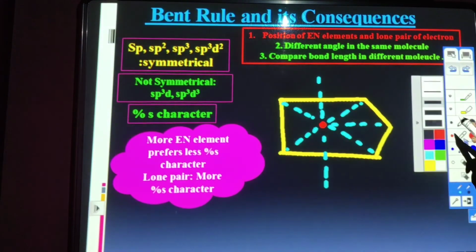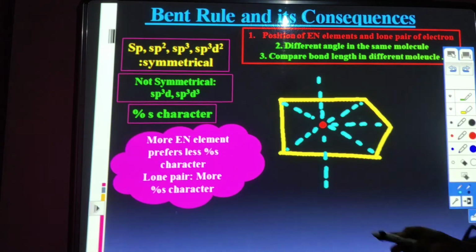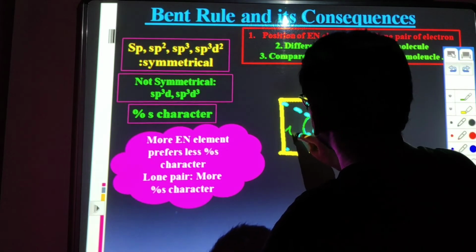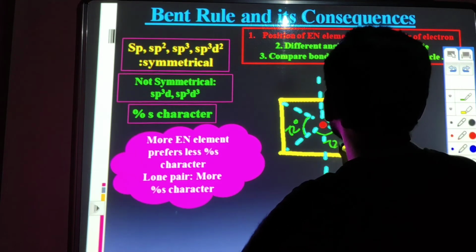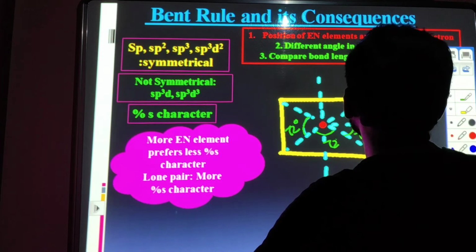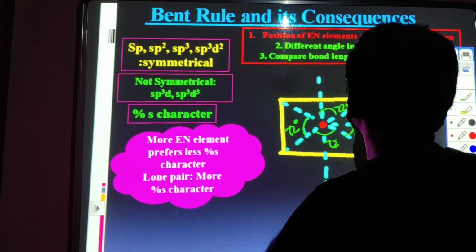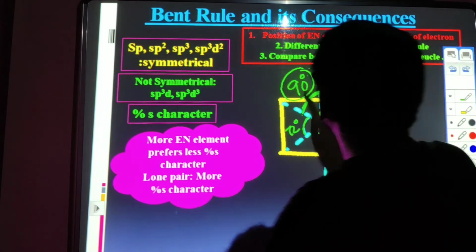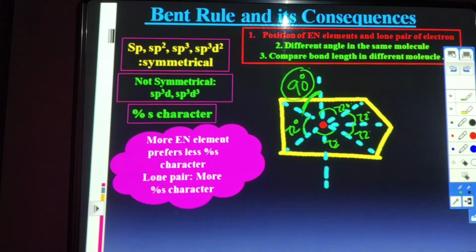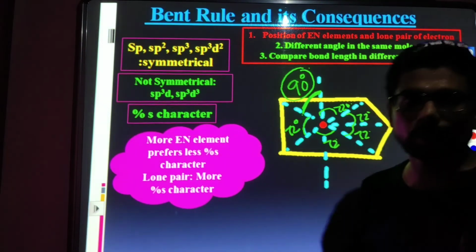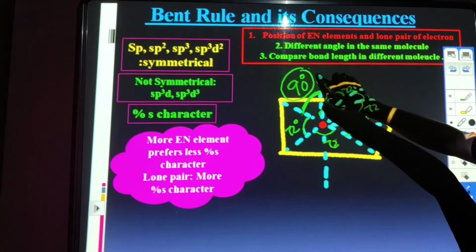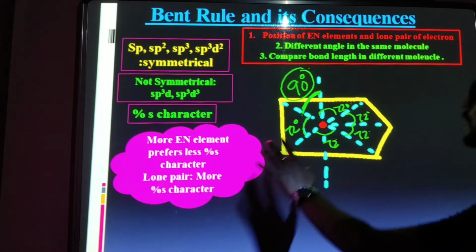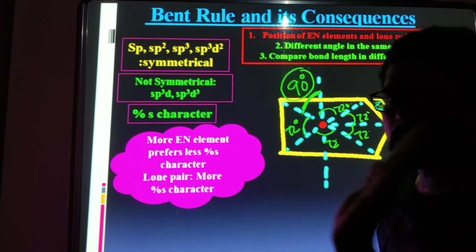So this angle is 72, right? All these angles are 72 degrees, and this angle is 90 degrees. Okay. Now, where will the percentage of s character be more? Percentage of s character will be more here because the angle is more, 90 degrees. So more electronegative element in this case will occupy axial positions.